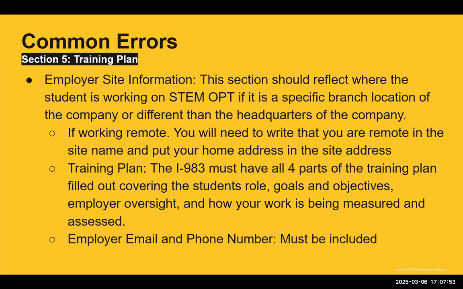In the training plan, the I-983 must have all four parts of the training plan in section 5 filled out, which is covering the student's role, goals and objectives, employer oversight, and how your work is being measured and assessed by the employer. If any of those sections are missing or not filled out, your e-form is going to be put back into follow-up. Additionally, employer email and phone number must be included in the I-983 as that's needed in the SCV portal for us to update your record.